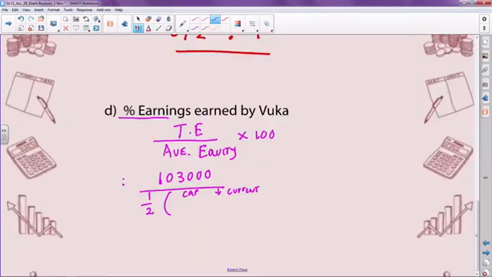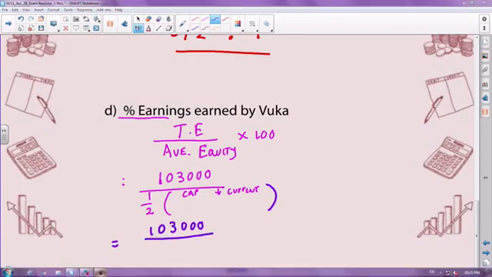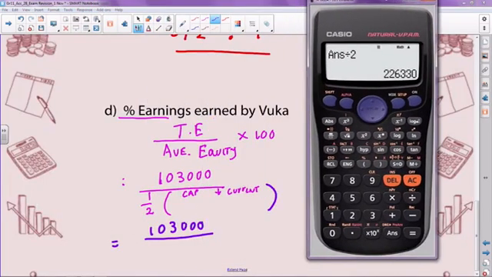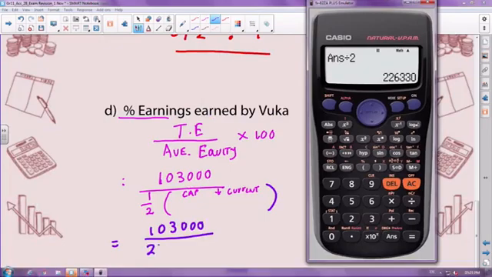Okay, so we've got an amount of, now remember guys, I've done the calculation already. You guys can obviously write this out. So let's just rewrite this, 103,000 divided by, let's just bring that amount back. Okay, so divided by his average equity, 226,330. Okay. Right, so 103,000 divided by 226,330. Okay, and times that by 100.